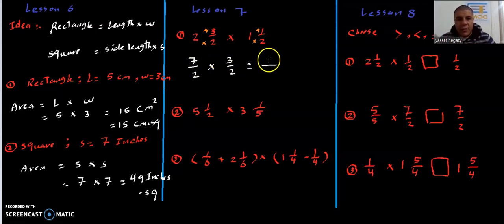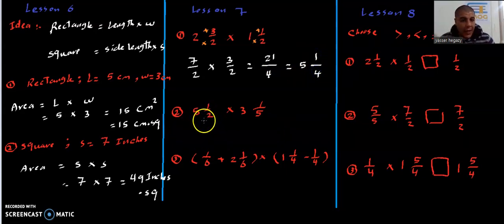Multiply up by up, down by down. 7 multiplied by 3 is 21. 2 multiplied by 2 equals 4. 21 divided by 4 equals 5, and the remainder: 5 multiplied by 4 equals 20, so the remainder is 1 out of 4. That's it.